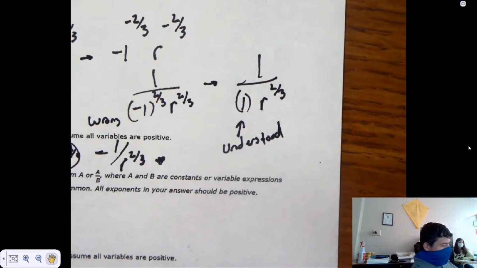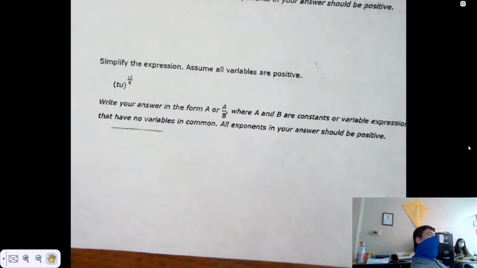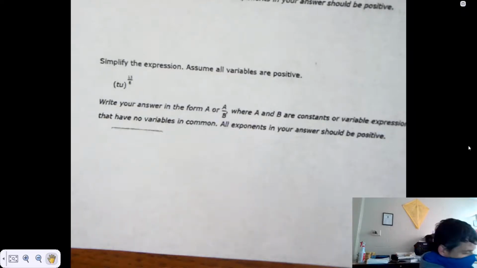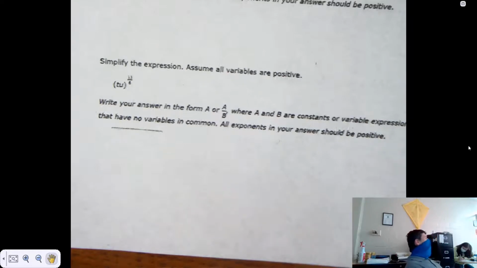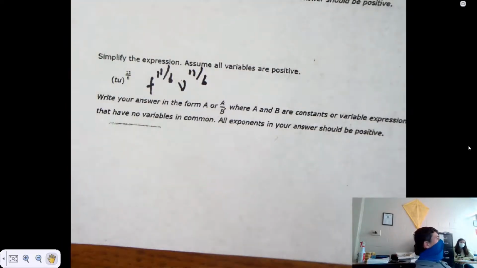Now, if you could do that one, you could do the one diagonally to the left. As you get up in there, I think around the 70s or 80s, they start throwing two things at you, and I don't understand why they consider that a harder question. You got TU to the 11/6. What are you going to do with the 11/6 power? Distribute it. T to the 11/6, U to the 11/6. It's easier than the first ones, isn't it? So I don't understand why they consider that a high-level question.